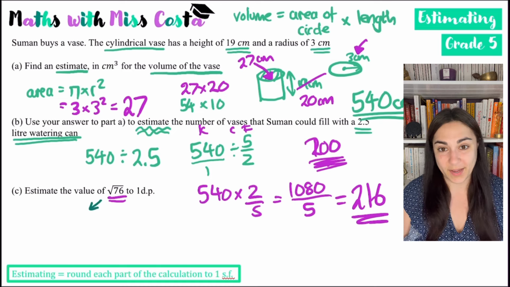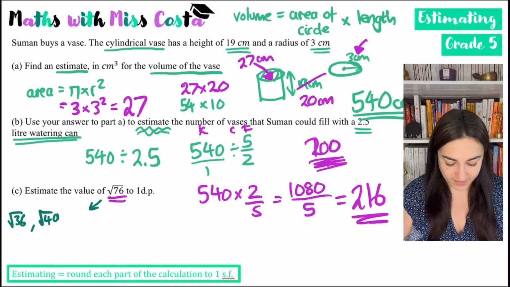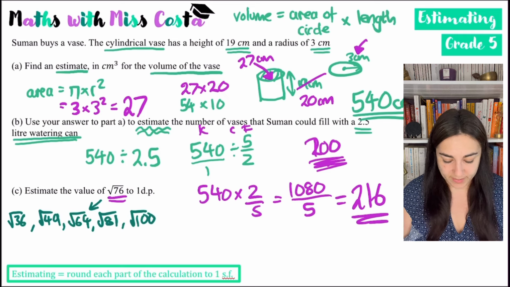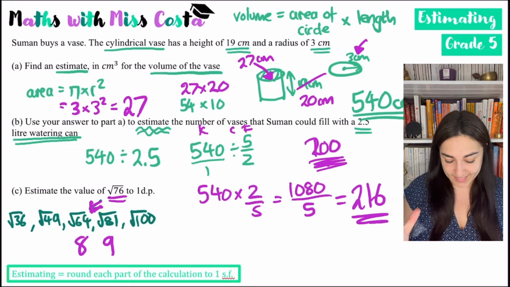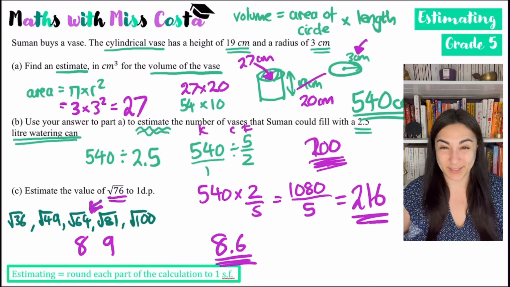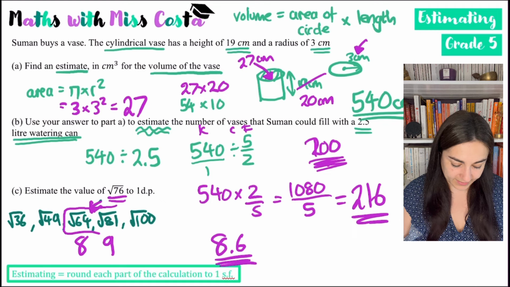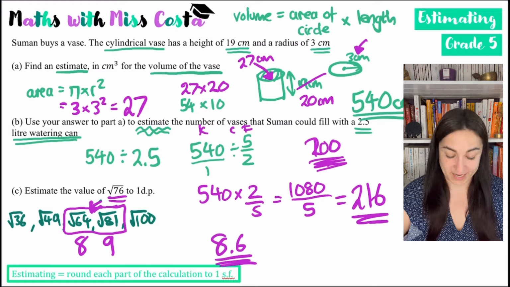So, square root of 76. What are the square numbers surrounding that? Well, I know that 6 times 6 is 36, 7 times 7 is 49, 8 times 8 is 64, 9 times 9 is 81, 10 times 10 is 100. So the square root of 76 is in between two of these square numbers. The square root of 64 is 8, the square root of 81 is 9, so the square root of 76 has to be somewhere in between 8 and 9. 76 is closer to 81, so I'd probably say that's maybe 8.6, but you're just estimating, so it doesn't really matter, as long as you recognise that it must lie in between these two. So you're using the existing square numbers in order to estimate this one.